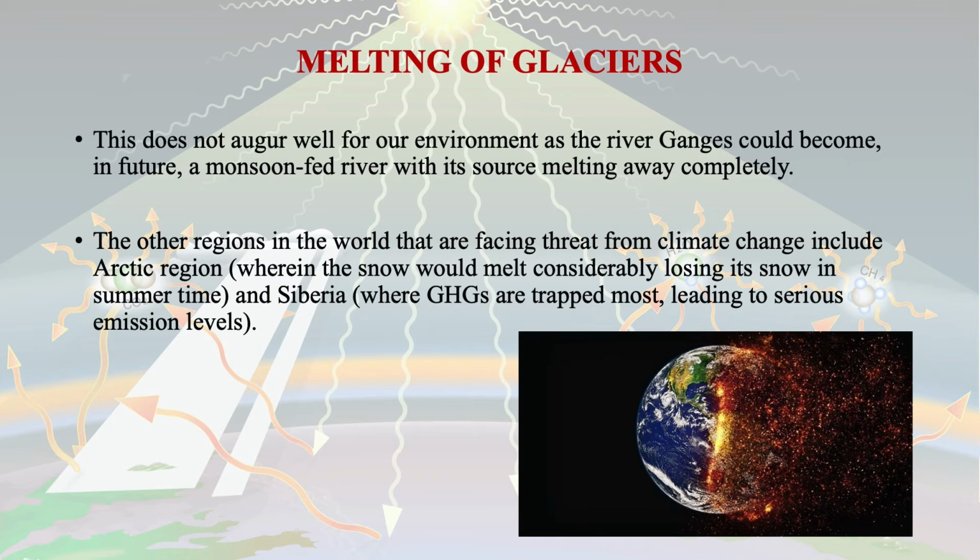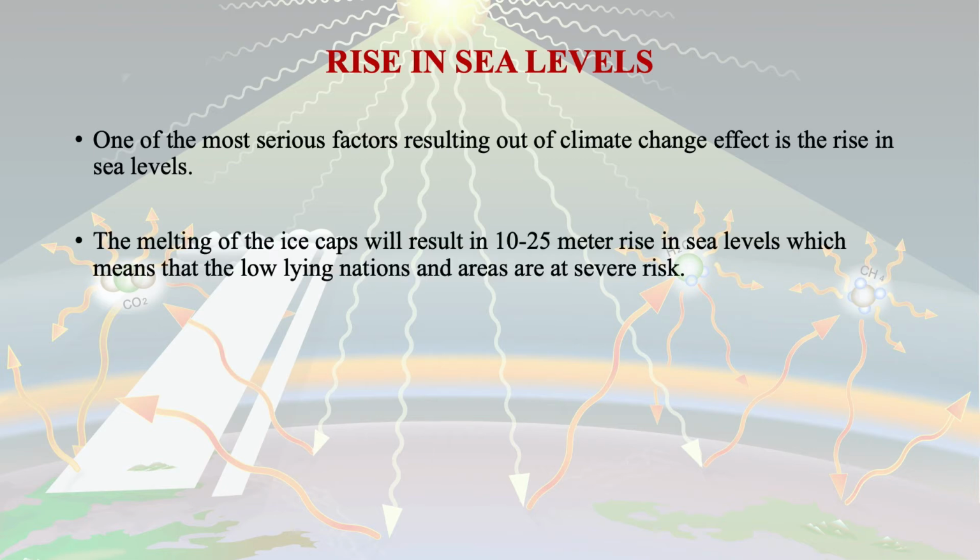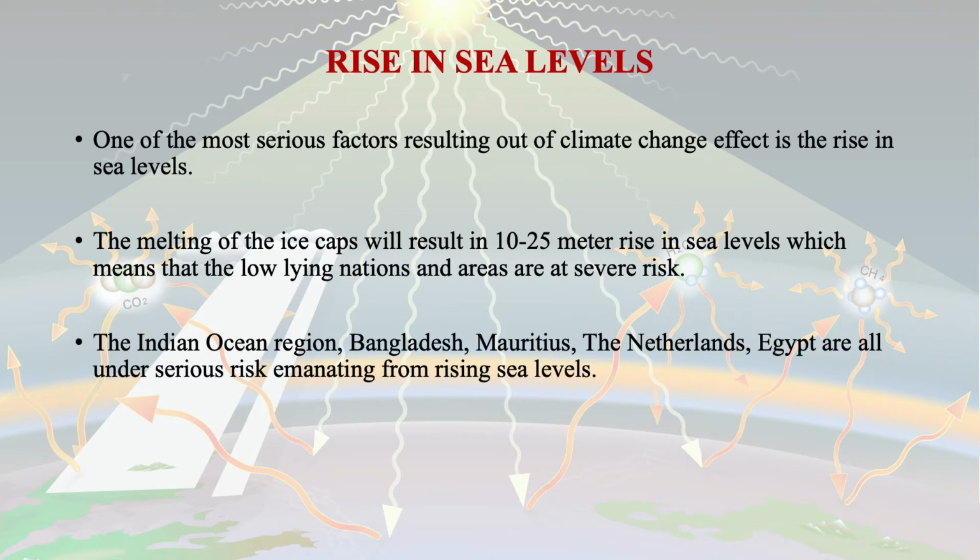The next indicator is rise in sea levels. One of the most serious factors resulting from climate change is the rise in sea levels. The melting of the ice caps will result in a 10 to 25 meter rise in sea levels, which means that low-lying nations and areas are at severe risk. The Indian Ocean region, Bangladesh, Mauritius, the Netherlands and Egypt are all under serious risk emanating from rising sea levels.